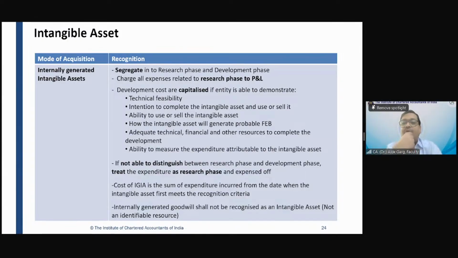Now the question comes, sir, how will we be aware of the development phase? The standard has given you 6 conditions. The date when these 6 conditions are satisfied, the development phase will start. And what are those 6 conditions?